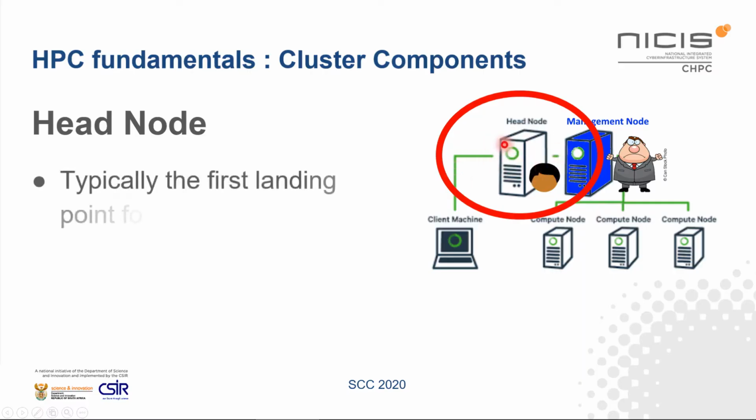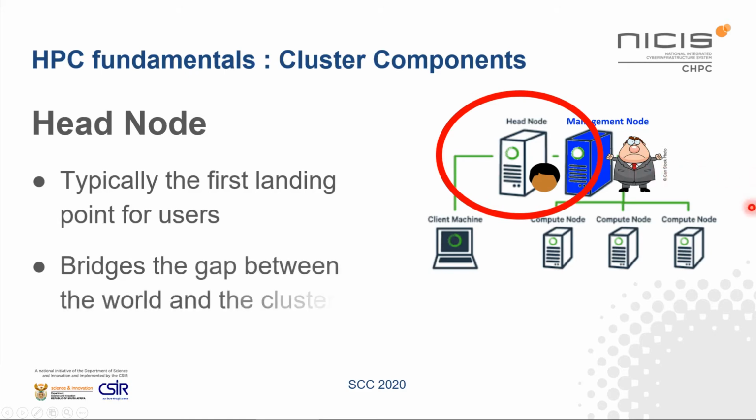The head node is typically the first landing point for users onto the cluster. It bridges the gap between the external world and the isolated computer environment. Think of it like this. If you want to maximize performance in a project or an assignment, you want as few interruptions as possible so you can keep a rhythm and you can stay focused. And the cluster wants the same thing.